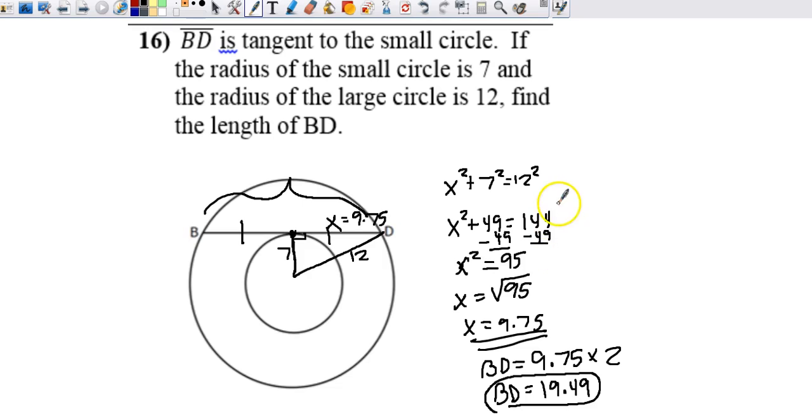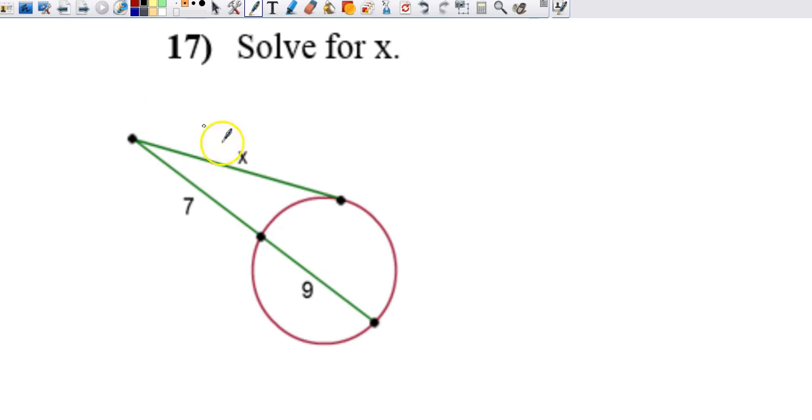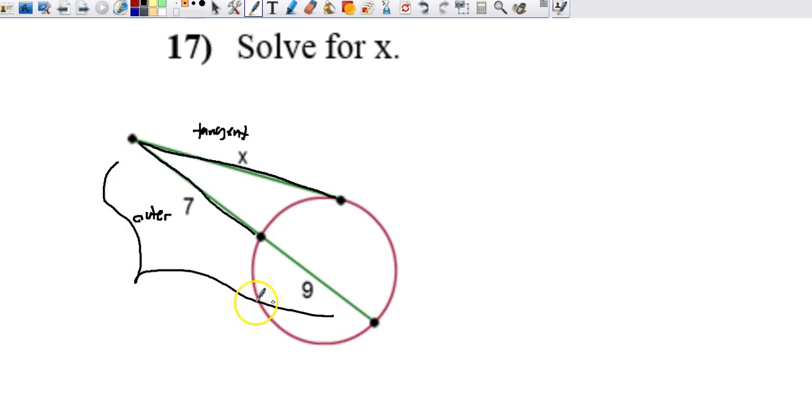All right, question number 17. We want to solve this for x. This is one of those tangent outer, and then the whole thing would be the whole question. So remember the formula was outer times whole. In this case, it's tangent times itself, so tangent squared.